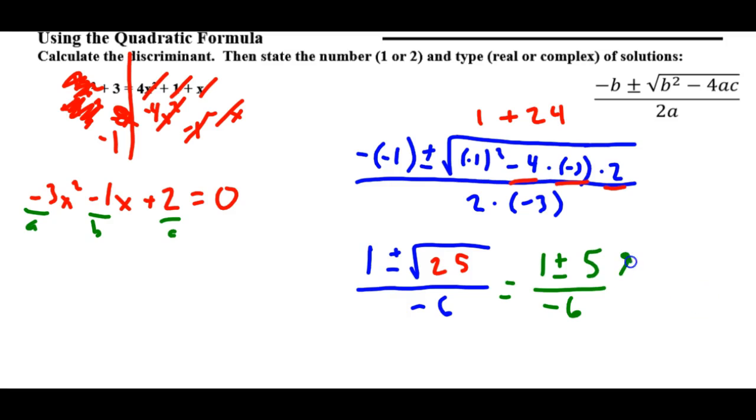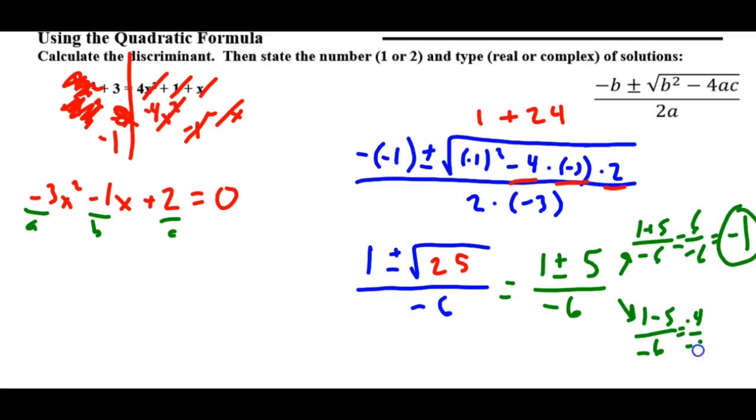One of them being 1 plus 5 over negative 6. The other one being 1 minus 5 over negative 6. That plus minus sign means we have a plus problem and a minus problem in the same one. 1 plus 5 is 6 over negative 6, which is equal to negative 1. Nice clean x-intercept. 1 minus 5 is negative 4 here over negative 6. Negative over negative is a positive, and 4 over 6 reduces to 2/3. So it is a positive 2/3 as a solution.